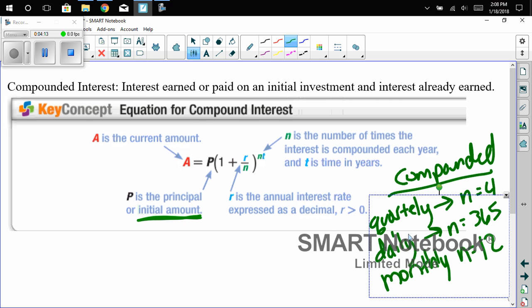However many times it's compounded, that's what our N is going to equal. Also, the word compounded is what gives it away that you're going to use this equation. And then R again is the percent as a decimal. It's important that we do it as a decimal for R.